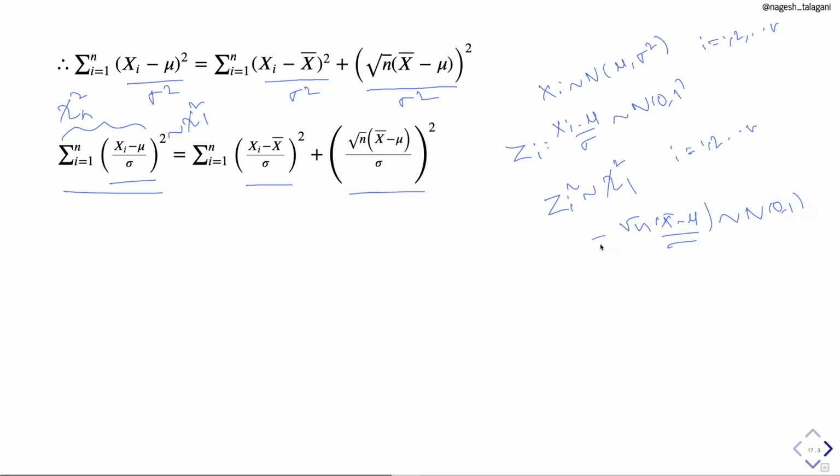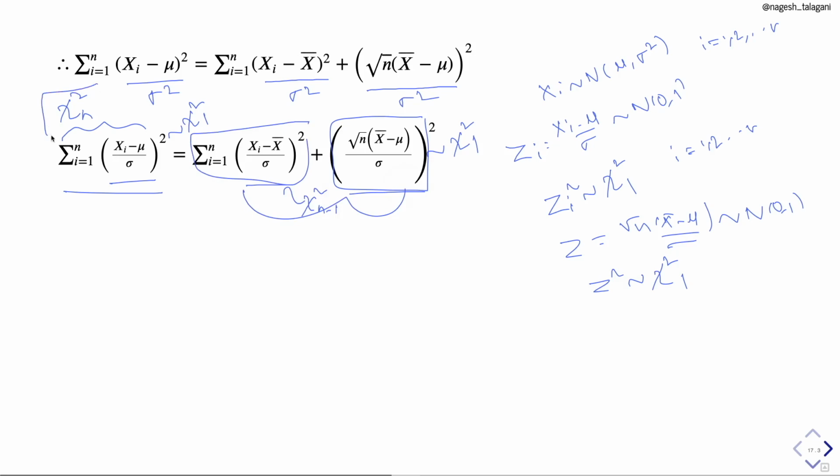So if you call it z, then this z square follows the chi-square distribution with 1 degree of freedom. So this one follows the chi-square distribution with 1 degree of freedom. Here the right hand side, this one follows the chi-square distribution with 1 degree of freedom. So this one must follow the chi-square distribution with n minus 1 degrees of freedom, so that this sum will follow chi-square distribution with n degrees of freedom.